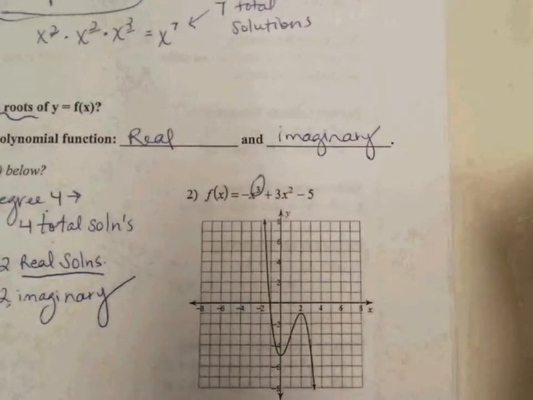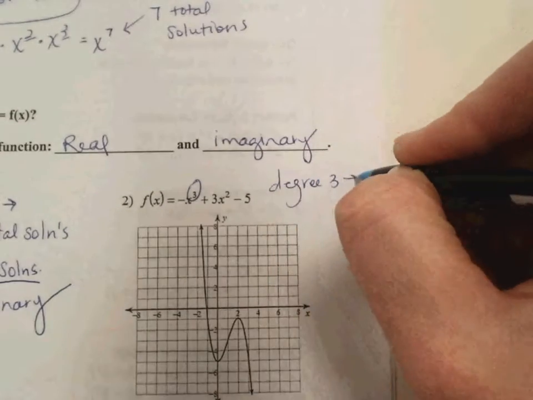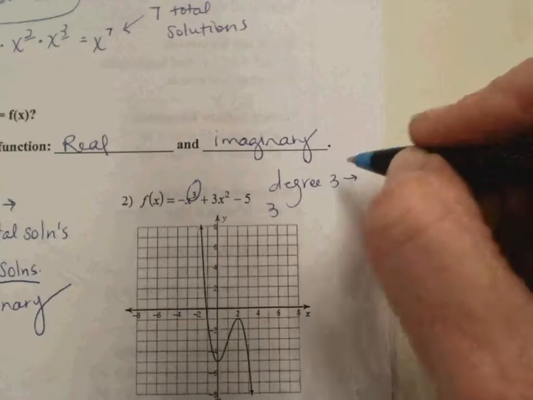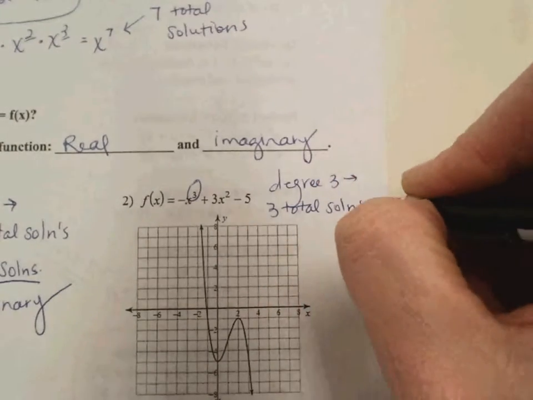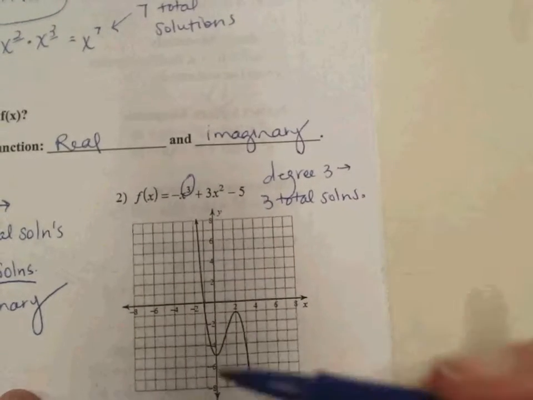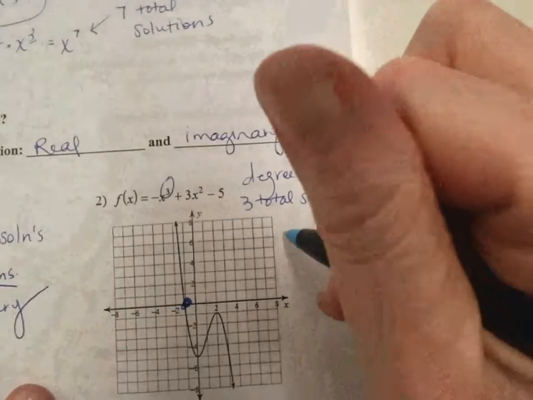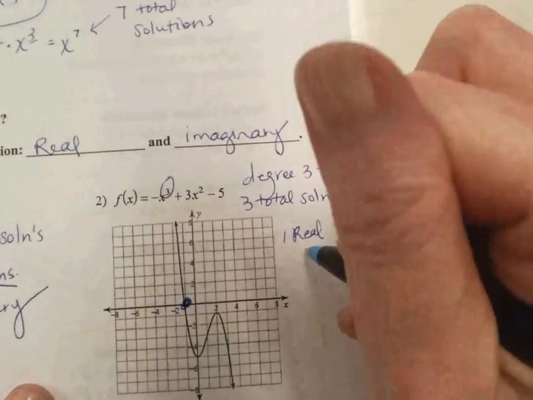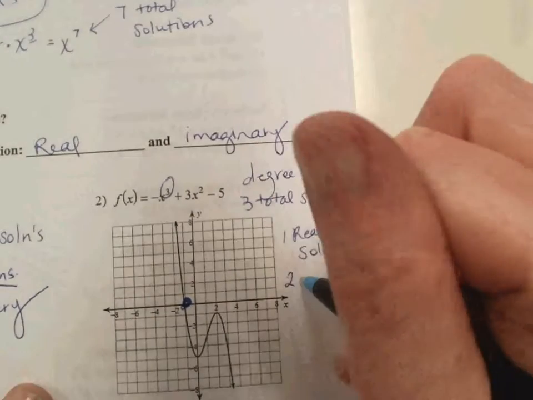Okay, so then this one, degree 3, indicates I have 3 total solutions. You can see again, it hits the x-axis in just one spot, which means I have what? How many real solutions? 1. How many imaginary? 2. Good.